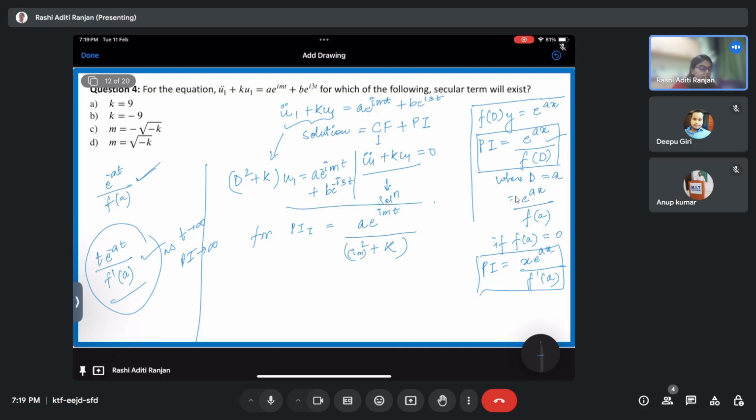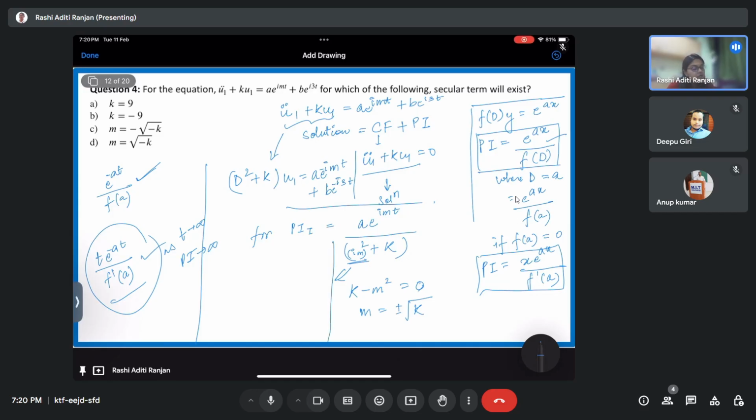Now, if I take the square, what is going to happen? Let us just consider this. i is the imaginary unit, so its square is going to be minus 1, giving minus m square. So we have k minus m square equal to 0. If you want to have the secular term, this should be equal to 0. So my m should be equal to what? Plus minus under root of k, which is not there in the options. But we have to have a correct answer. Then what is the correct answer?